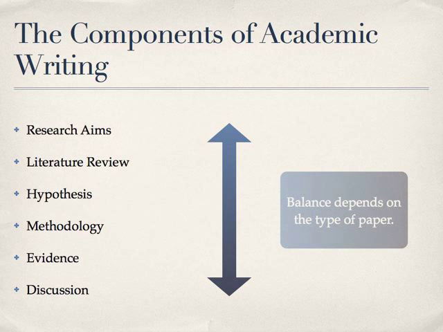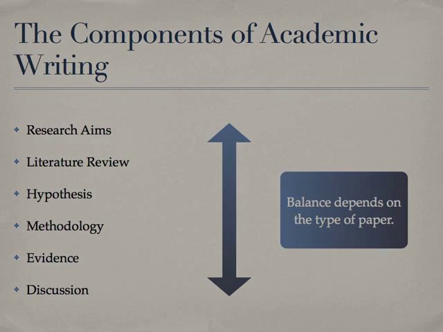The balance between these components depends on the type of research. A paper about a scientific experiment, for example, will have a long section on methodology and the experiment results. By contrast, a paper about contemporary literature, for example, will be mainly literature review and discussion.